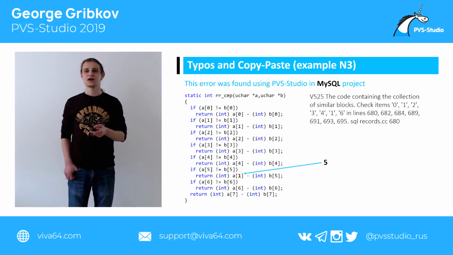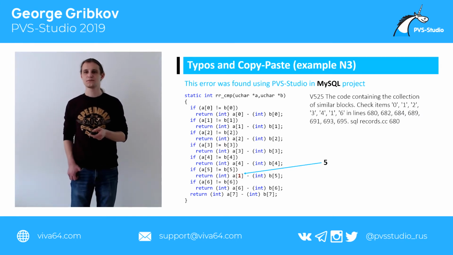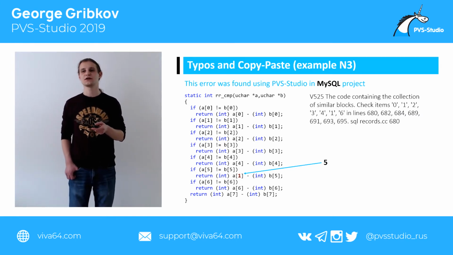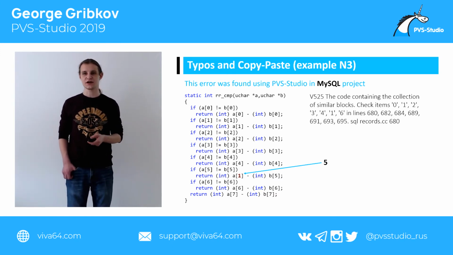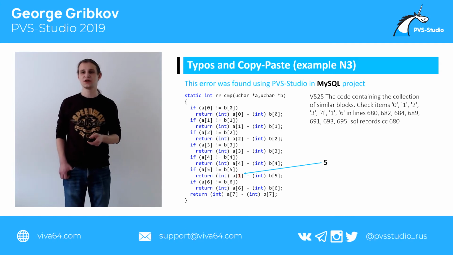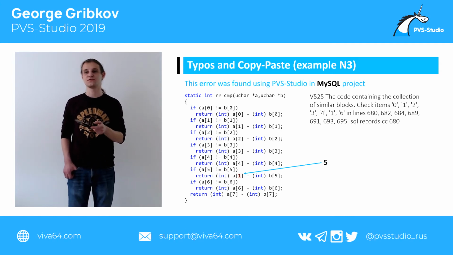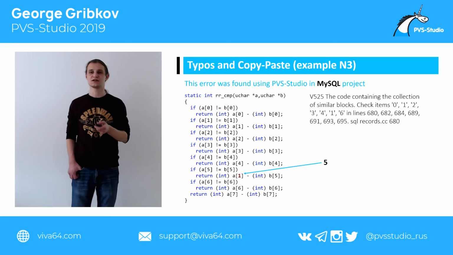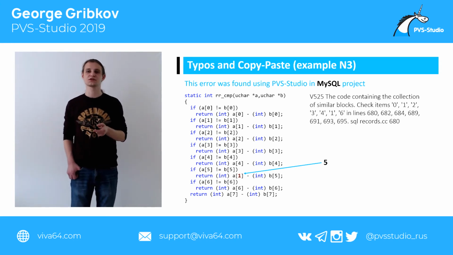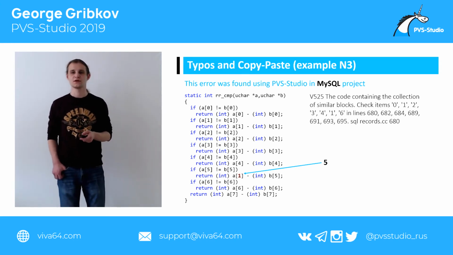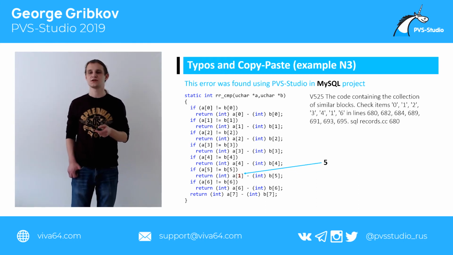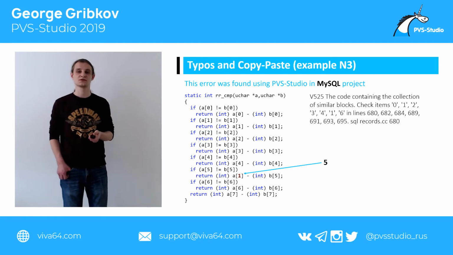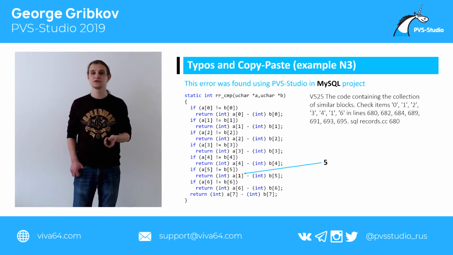Here's another interesting typo example. Here, a loop was manually unrolled to optimize the speed of work. When the programmer multiplied the same type of code blocks and then began to correct them, it turned out that in one place he didn't change the 1 digit to 5 digit. And as a result, this comparison function doesn't work as it should. PVS-Studio notices an anomaly in the similar blocks and warns us that perhaps this block is out of place here, and it really is.